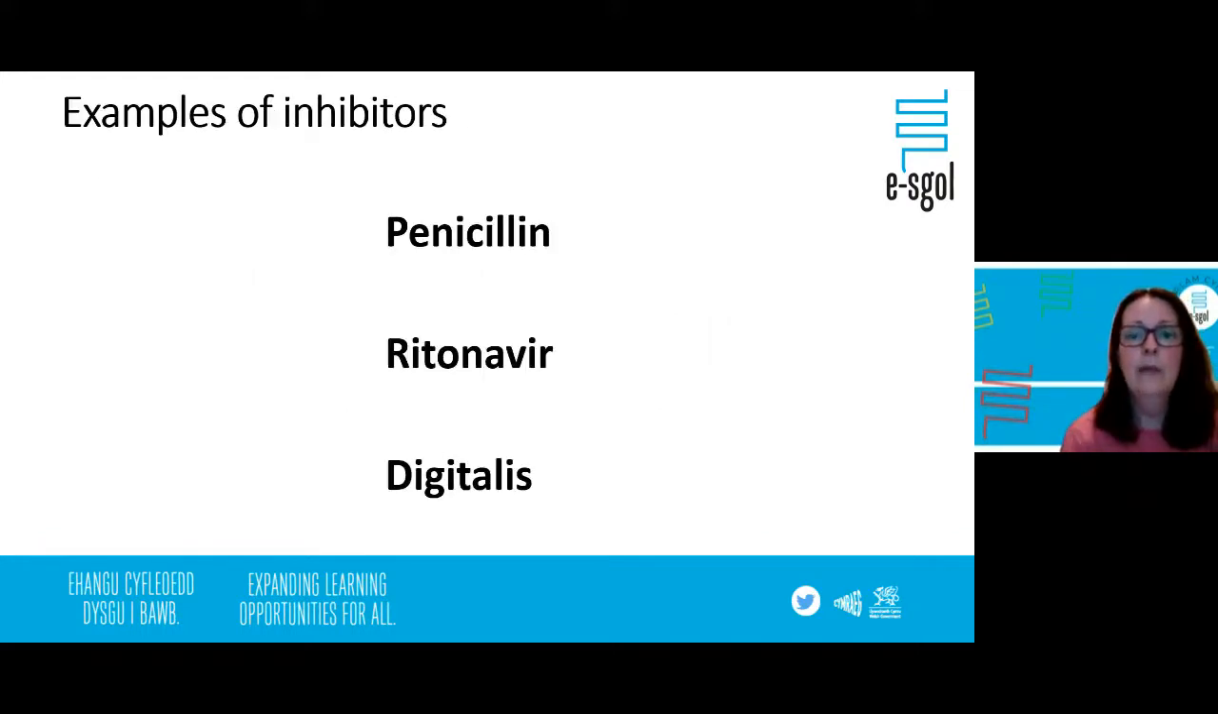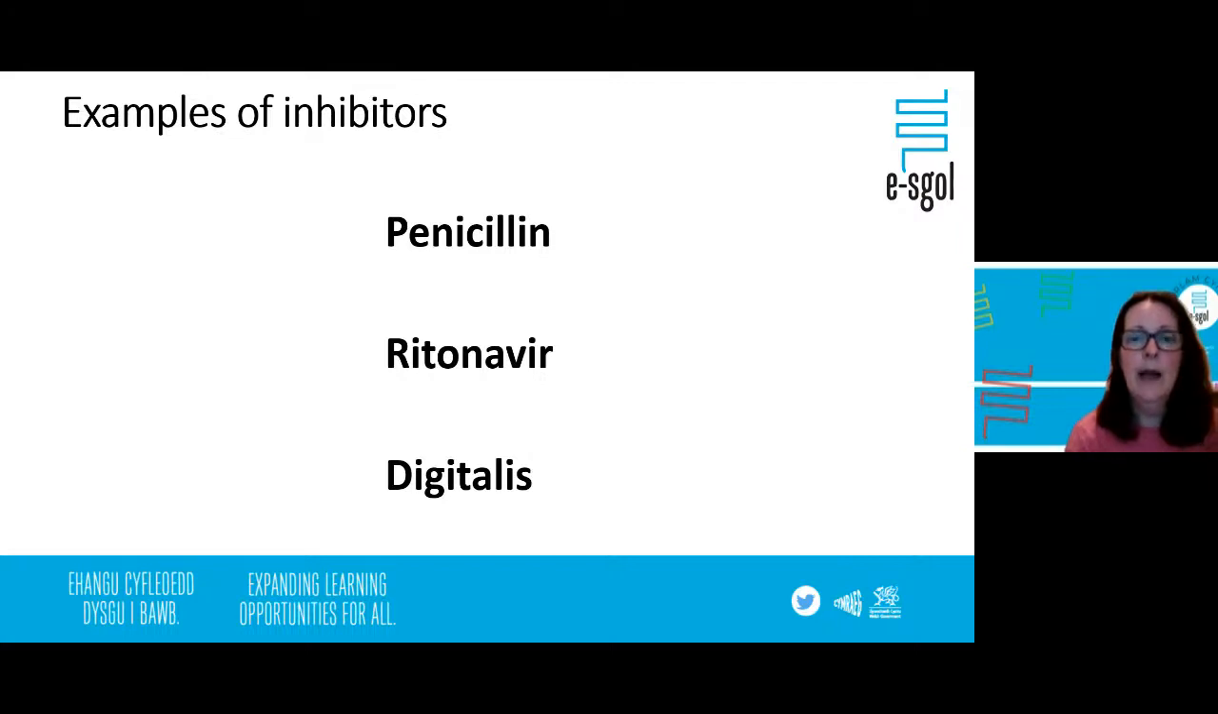And we've got some examples of inhibitors here. There are three. There's penicillin, and penicillin is used to fight bacterial infections. It's an antibiotic, and it acts as an inhibitor of an enzyme called transpeptidase. This enzyme normally plays an important part in cell wall formation. So penicillin blocks that and stops it from taking place, and it means then that we become healthy after having our bacterial infection.